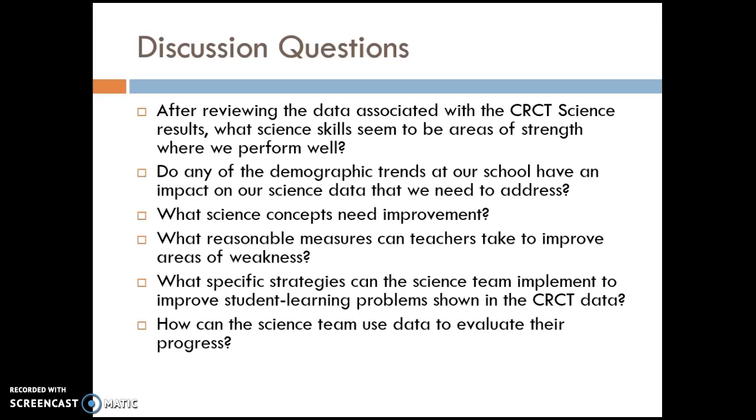Here are some discussion questions to think about. After reviewing the data associated with the CRCT science results, what science skills seem to be areas of strength where we perform well? Do any of the demographic trends at our school have an impact on our science data that we need to address? What science concepts need improvement? What reasonable measures can teachers take to improve areas of weakness? What specific strategies can the science team implement to improve student learning problems shown in the CRCT data? And how can the science team use data to evaluate their progress?